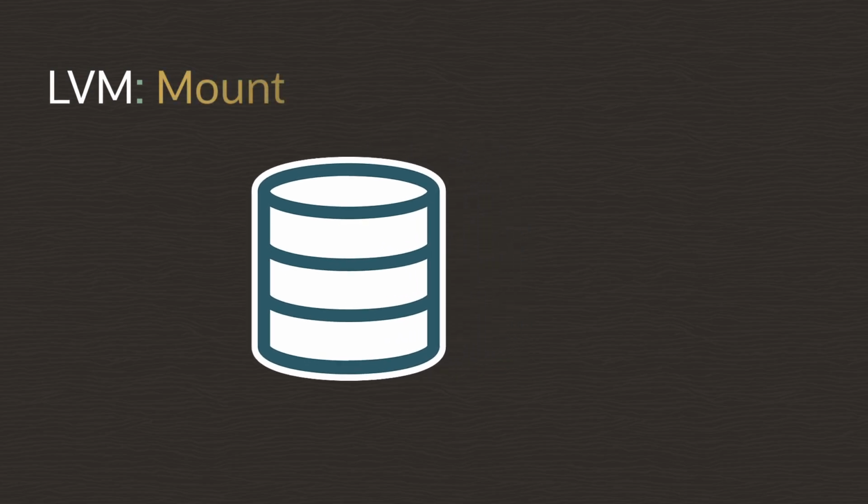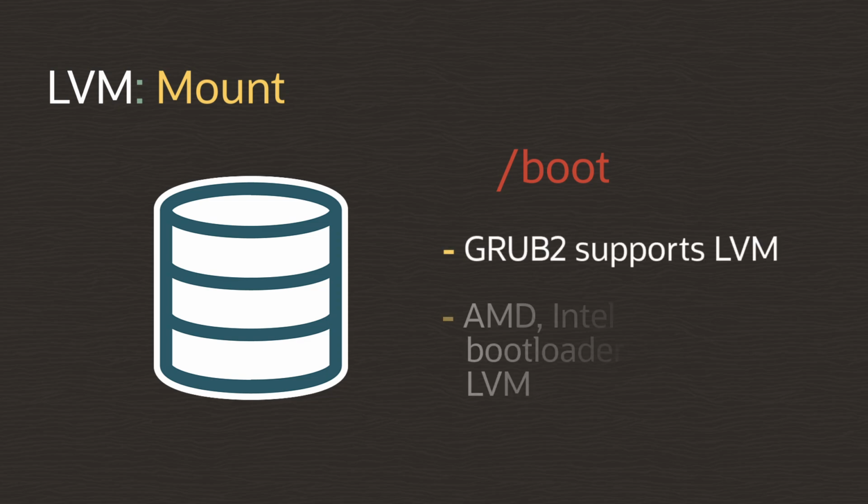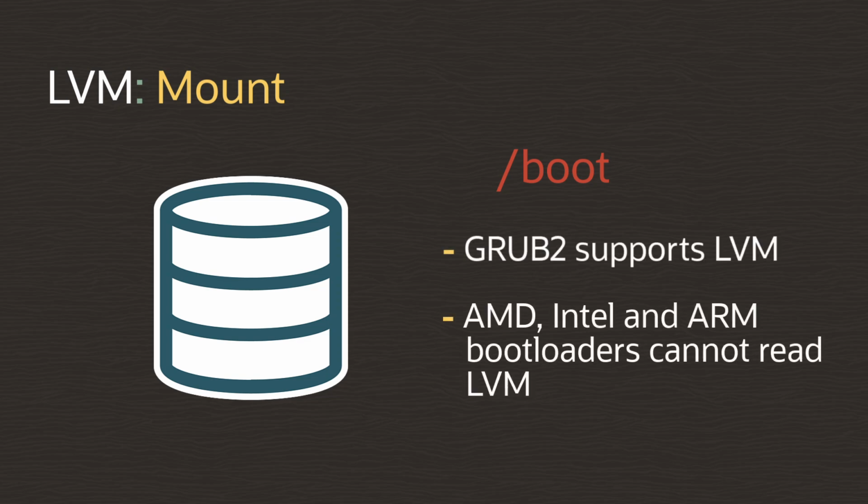What about mounting these file systems? We can mount the file system created on top of LVM nearly anywhere, except for boot. Although GRUB version 2 supports LVM on Oracle Linux, for systems running the AMD, Intel, and ARM architecture, the bootloader cannot read LVM volumes. This limitation requires a non-LVM disk partition for the boot partition.